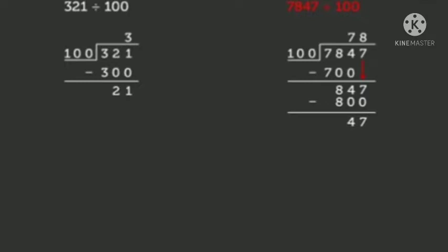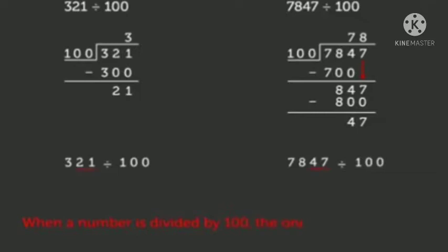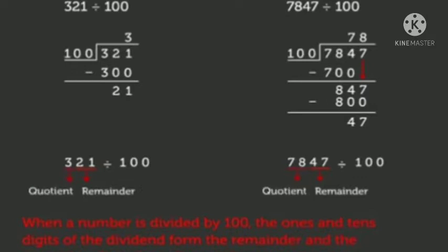7847 divided by 100. Here we got the quotient as 78 and remainder as 47. In these examples, when we divided both the numbers by 100, the ones and tens digits of the dividend formed the remainder and the remaining digits formed the quotient.